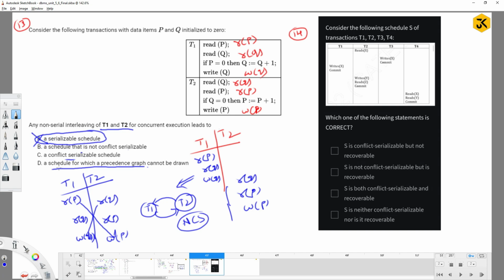Directly eliminate option A. What about option C? I can eliminate. What about option D? Can we draw the dependency graph for it or not? See, whatever the order it may be, definitely we are going to draw the dependency graph, right? So option D also eliminated. So the final option is option D. It is a simple schedule. It is not going to be conflict serializable.